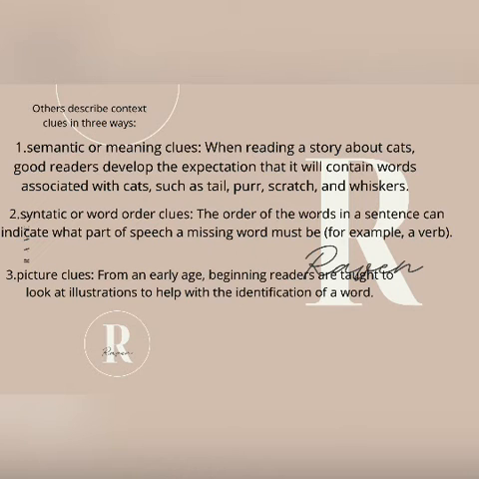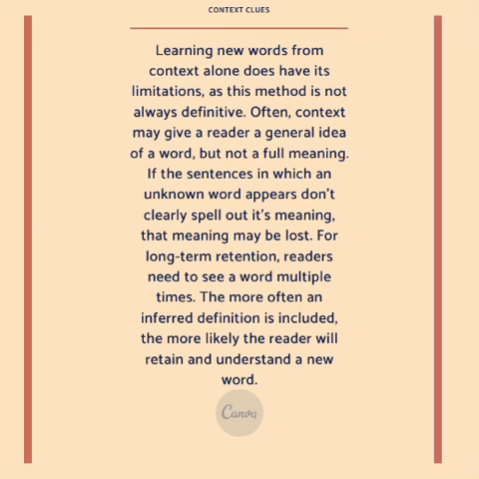And number two, syntactic or word order clues. The order of the words in a sentence can indicate what part of speech a missing word must be, for example, a verb. And number three, picture clues. From an early age, beginning readers are taught to look at illustrations to help with the identification of a word.